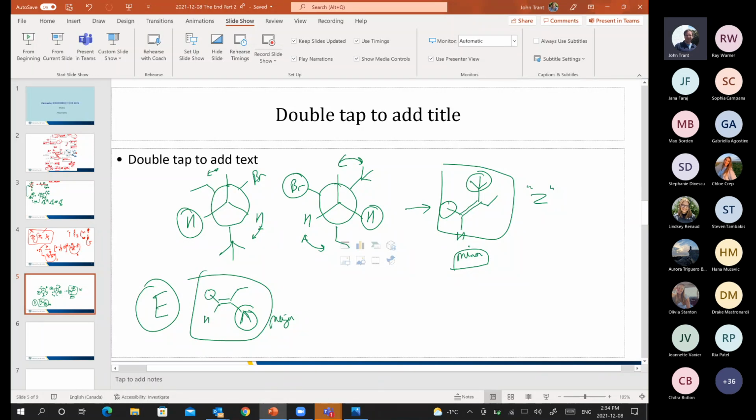If you try and do this with the model kit, you'll see that those kind of relax down into that, and they really don't have a choice. These two are next to each other. Those two are next to each other. They're going to be Sn on double bond, cis on double bond to each other. It's just geometry.